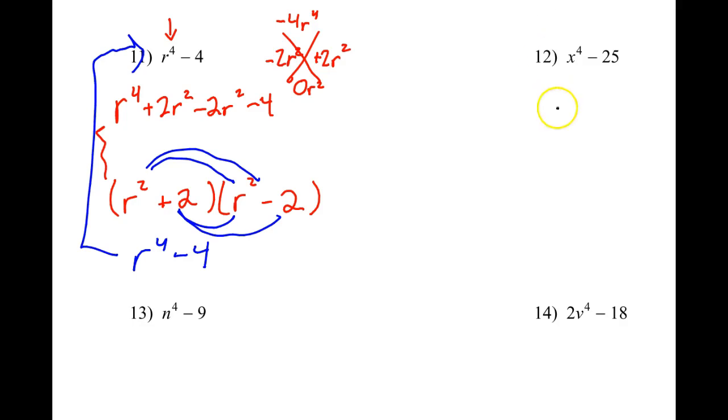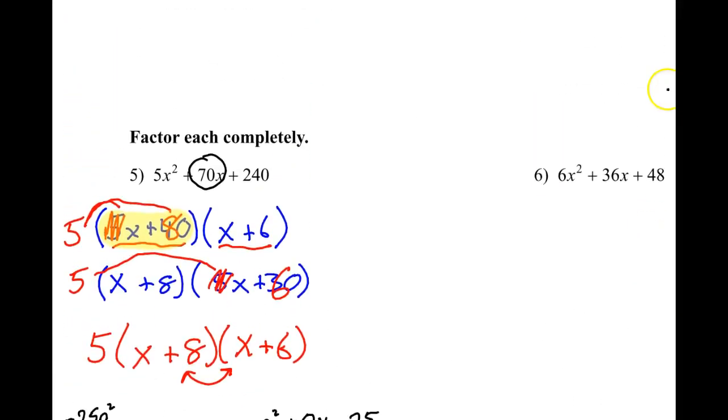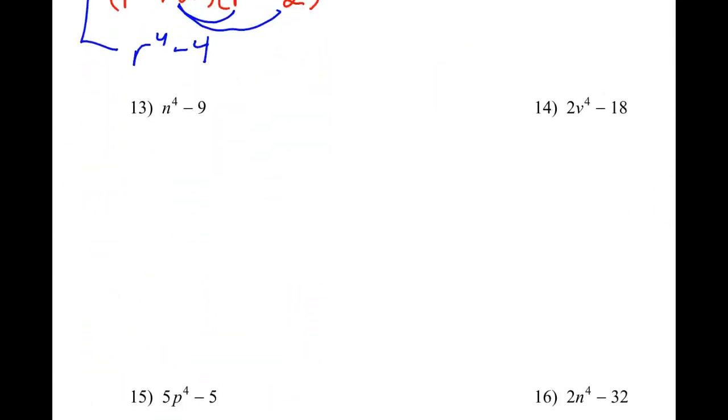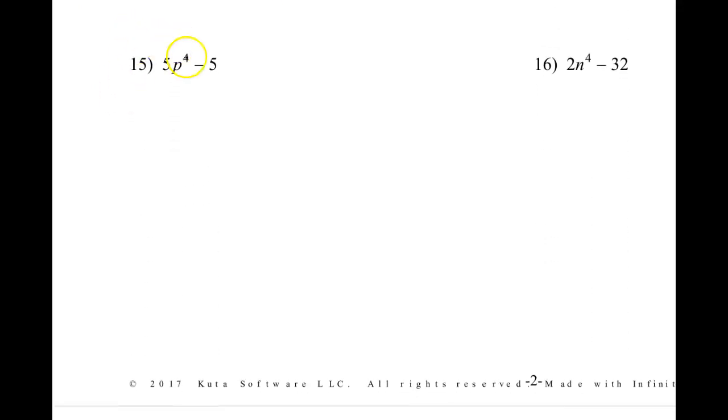Now, like the warm-up problem, you might have to check again. You get here, and you have 5x plus 40, and a 5 comes out of both of those. You have to look to see if you can factor again and again. That's the same case with these as well. So we might get down to, say, number 15. Okay, there's a GCF of 5, take that out.